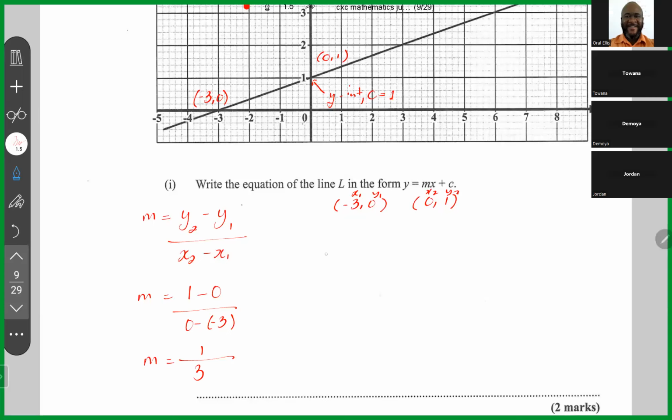So the equation of the line is y is equal to mx plus c. m, the gradient, is a third, and c, which is the y-intercept, is 1. The equation of the line L is y is equal to m, which is a third, x plus c, which is 1. The equation of the line L is y is equal to 1/3 x plus 1. Continuing.